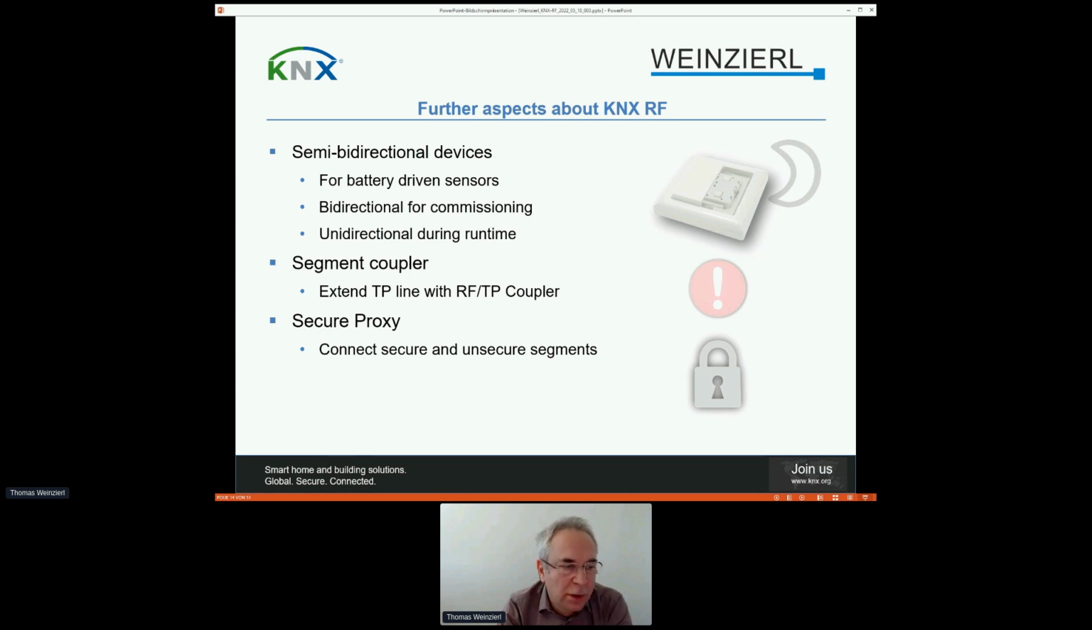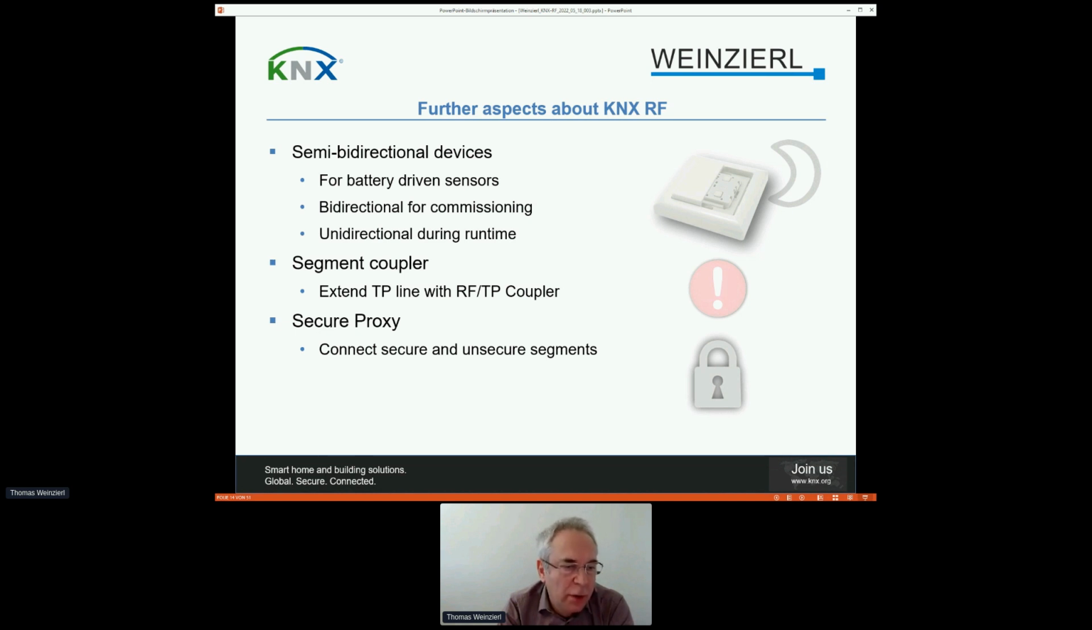What now is new is the so-called segment coupler, already mentioned by users. Now you can extend each twisted pair line with the RF to TP coupler. The main benefit is now you can extend each TP line. In the past, you had to connect the media coupler to the area coupler, and now you can place the media coupler wherever you have a twisted pair connection.